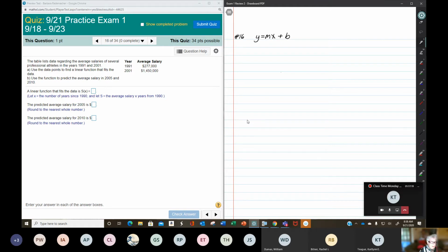Okay. Now use the function to predict. That's what math is used for. It predicts. But you have to make an assumption that nothing is going to change in the future from the way it was in the past. And you know the chances of that. Okay, well, all right, again then. We're looking at average salaries of several professional athletes from the years 1991 to 2001.